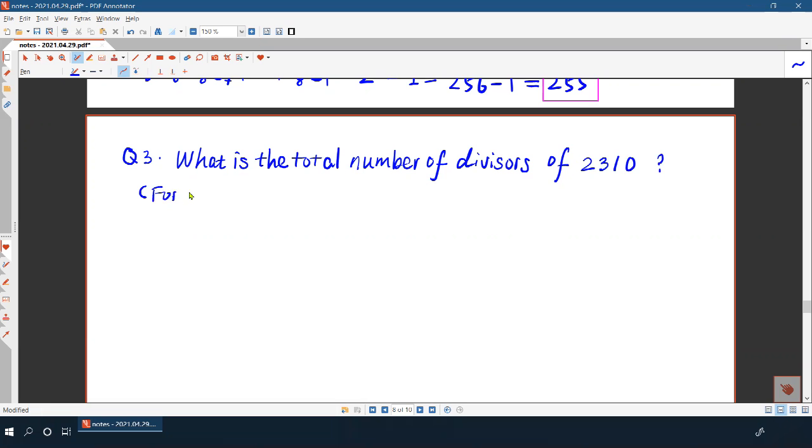For example, 2 is one of the divisors of this number. So if we use a number to divide this number and the remainder is 0, that means this number is a divisor of 2310. So the question is, what is the total number of divisors of the number 2310? Again, I'll leave 5 minutes for you to solve this question by yourself.